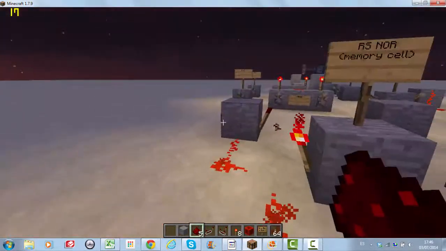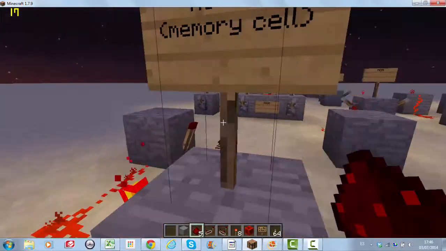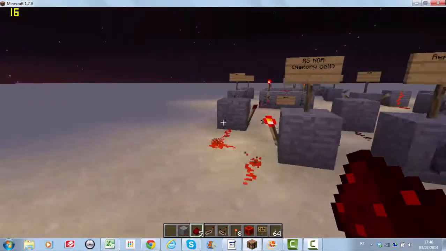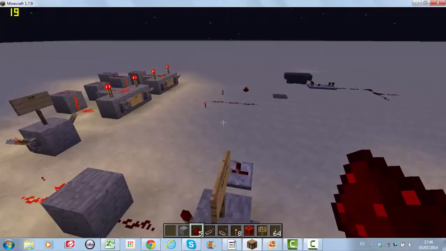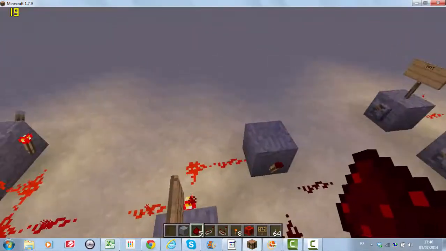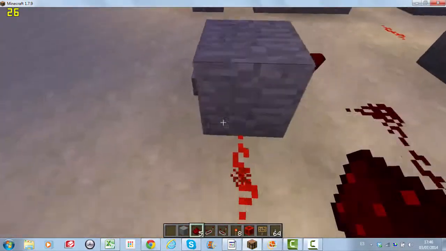I didn't want to put this in the next episode, which is the memory episode. We're going to be building RAM. The next one will be ROM and stuff.